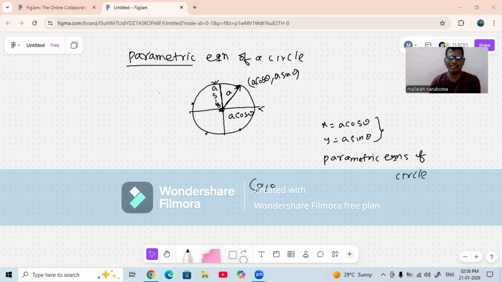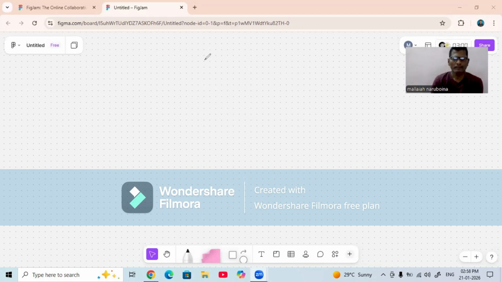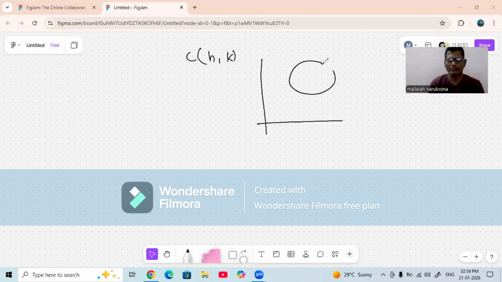This is the condition when the center is the origin, 0, 0. Now when the center is h comma k, we are trying to write the parametric equation. The circle is here. The center is h comma k, not 0, 0. That means horizontal distance h units and vertical distance k units.